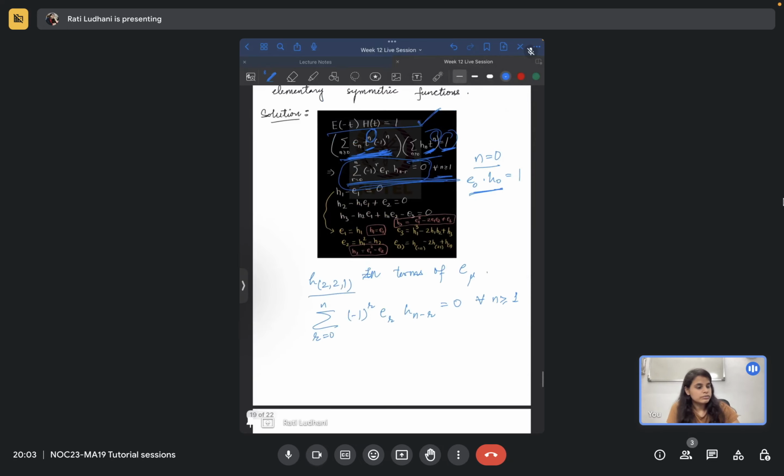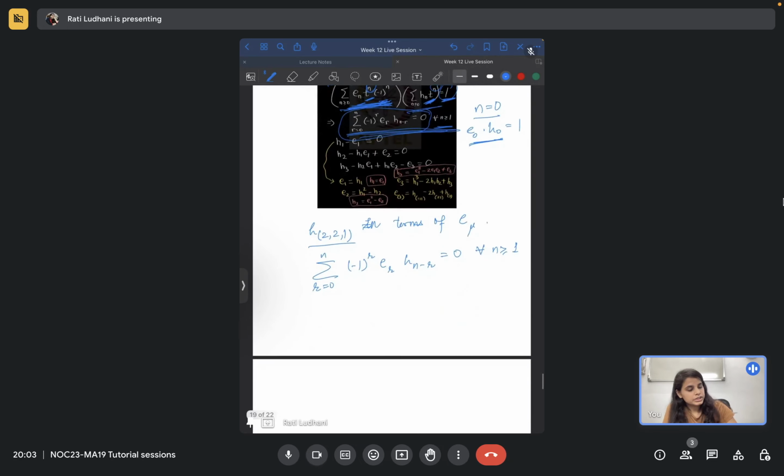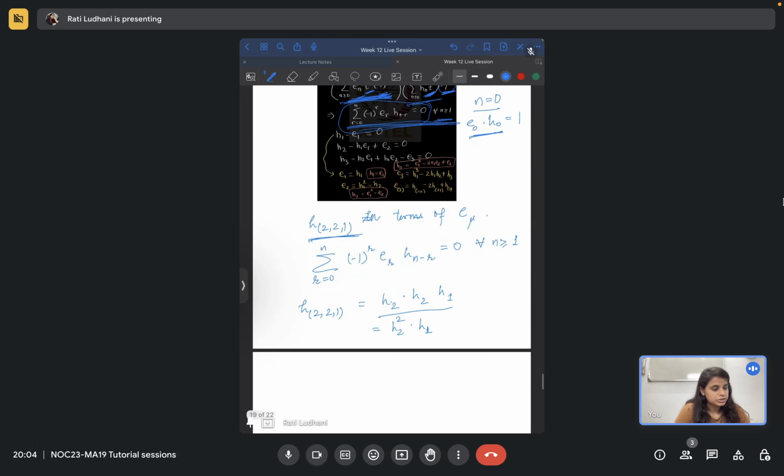Okay, so what we need to find out is h221. h221 means h2, into h2, into h1. So you need to multiply. So for example, you need to find h2 square into h1. So let's try to find it out.